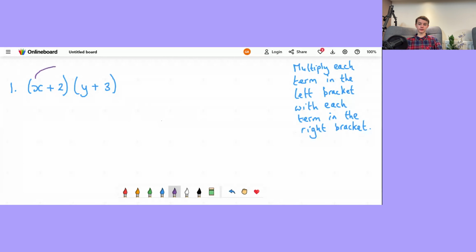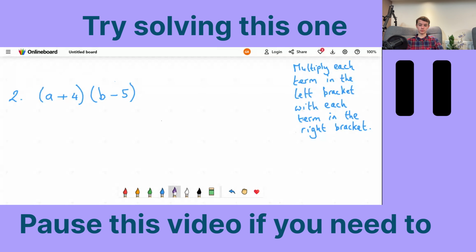So when you're timesing x by y, it's x times y, so xy. And then you have x times 3, 3x, and it's a plus 3x, because both signs are pluses. Then you have a 2 times the y, so it's plus 2y. And then you times the 2 by the 3, plus 6. Have a try at solving this one.